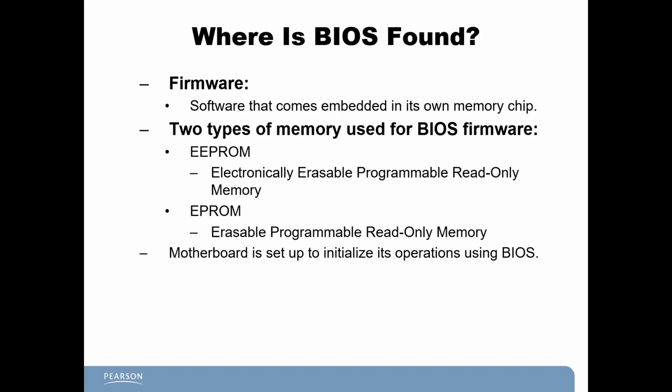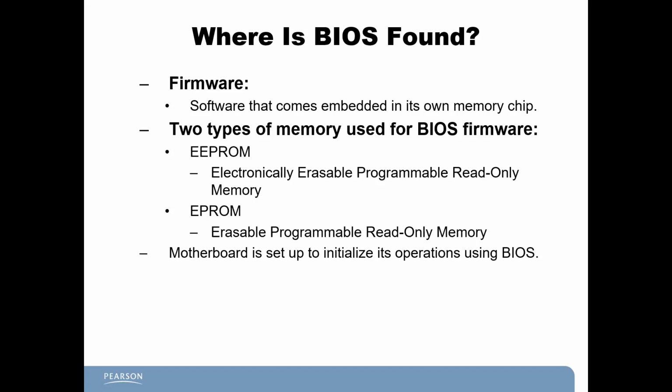Where is BIOS found? Firmware is basically software that comes embedded in its own memory chip. There are two types of memory used in BIOS firmware. We have EEPROM, which is electronic erasable programmable read-only memory. And we have EPROM, which is erasable programmable read-only memory. Now EPROM is used in older PCs, and it could be erased by exposure to ultraviolet light. Also, EEPROM is known as flashing the BIOS.